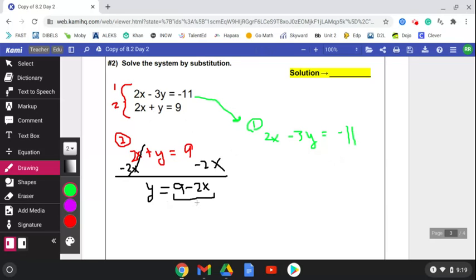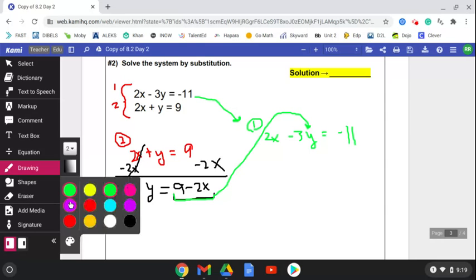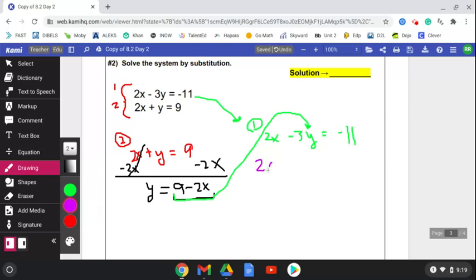Now, I'm going to take what y is equal to, this 9 minus 2x, and I'm going to plug it in for y right there. So, in this first equation, I got 2x minus 3 times what y is. Y is 9 minus 2x, close the parenthesis, right? So for y, I put what y is. Y is 9 minus 2x. Bring the equal sign down, and of course you have a -11 on the right side.